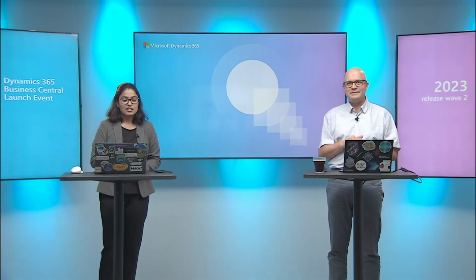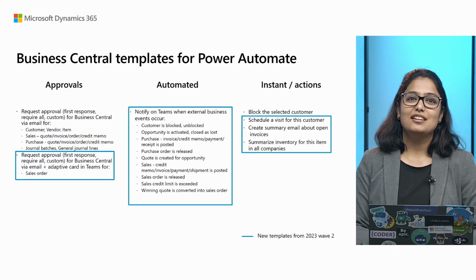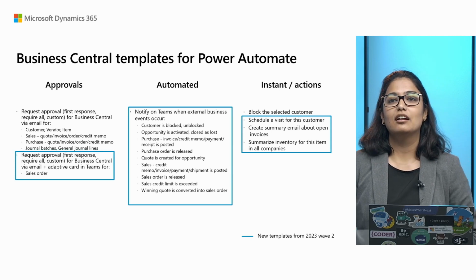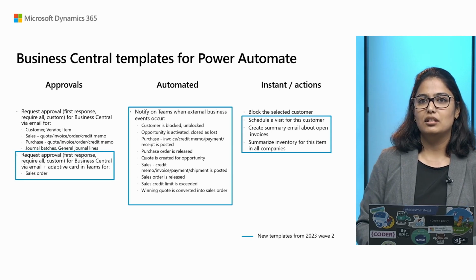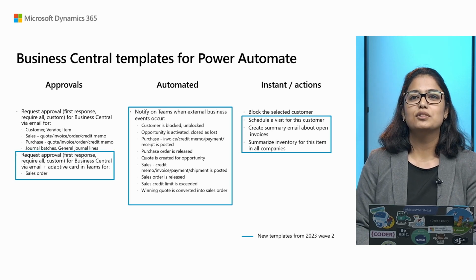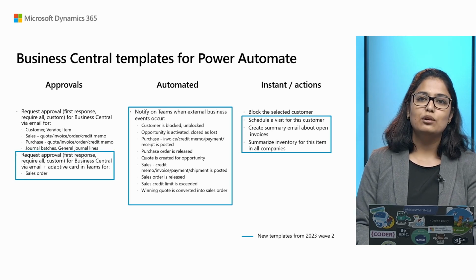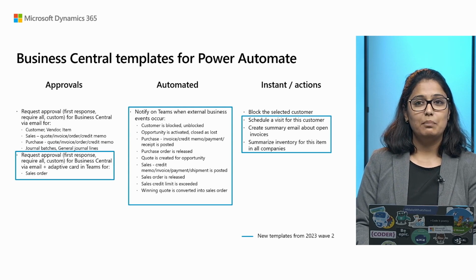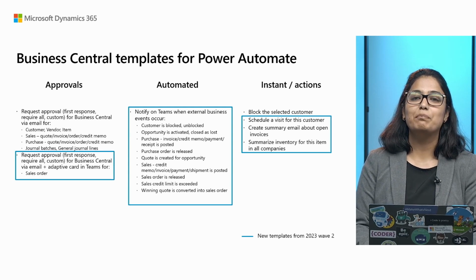Right, Błażej. So in this release, we have not only improved the existing templates, but we have also added a lot of new templates in all the categories of flows. So for example, we have added a request approval flow for sales order entity, where previously you would send the approval request by email, but in this one, you could also send adaptive card in Teams.